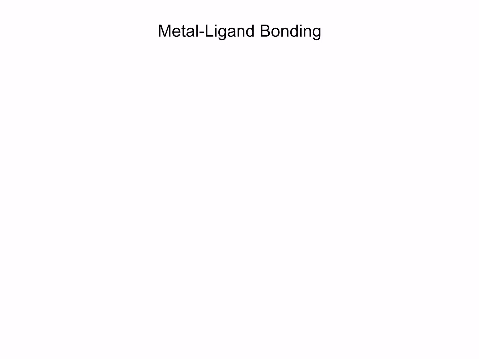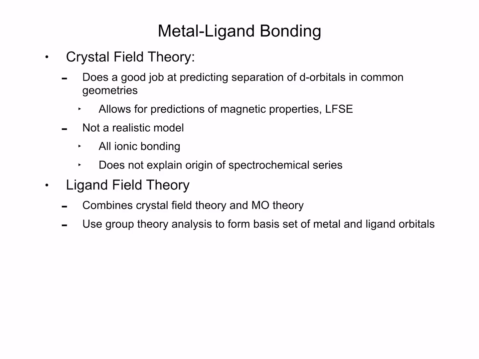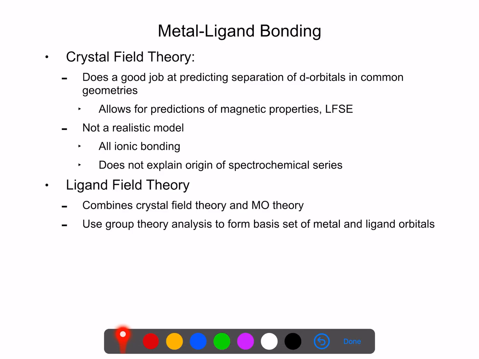When we think about how a ligand binds a metal, we understand that crystal field theory does a good job at predicting the separation of d orbitals in common geometries. From that, we can predict magnetic properties. We can understand things like the ligand field stabilization energy. But the problem is this is not a realistic model of bonding.